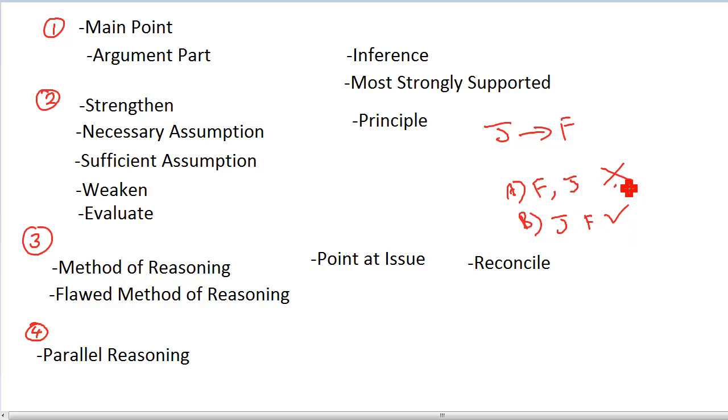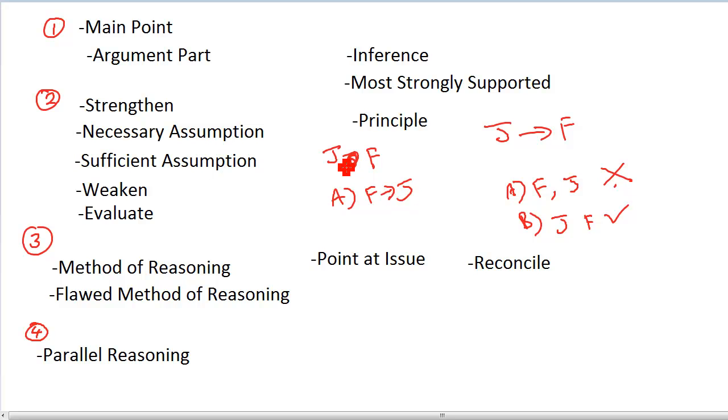So see, this will be right. Okay, now they could flip it around. They can say in the stimulus, oh, Luke Skywalker is a Jedi. Therefore, Luke Skywalker uses the Force. And then answer choice A will say something like, all Force users are Jedi.